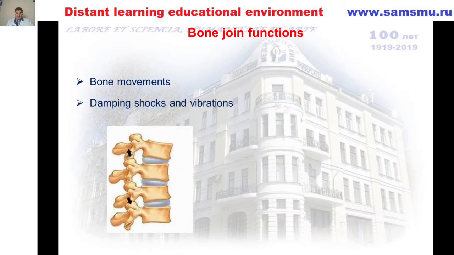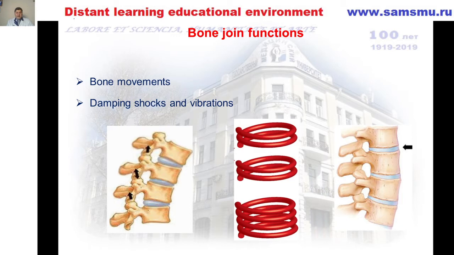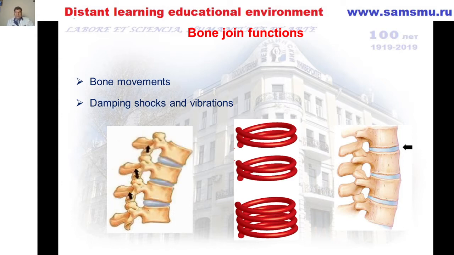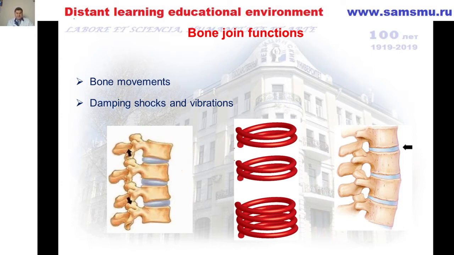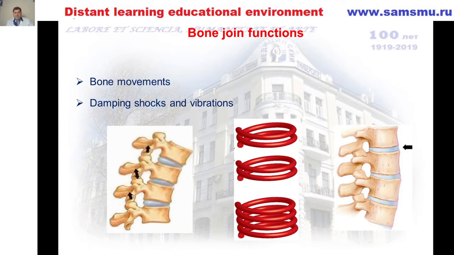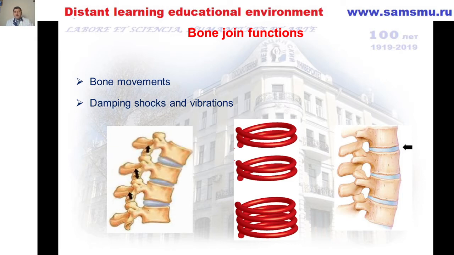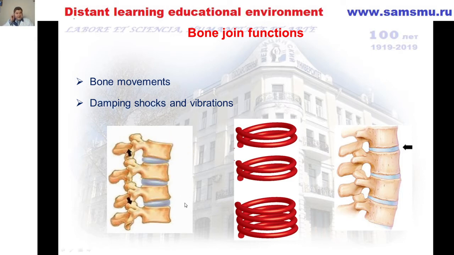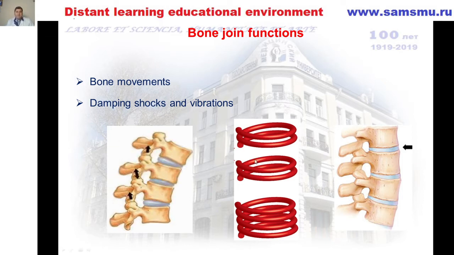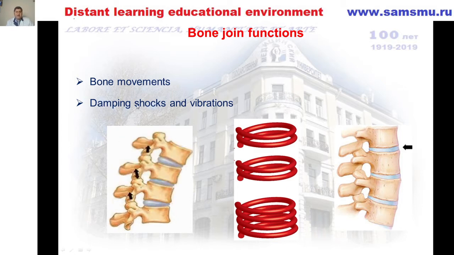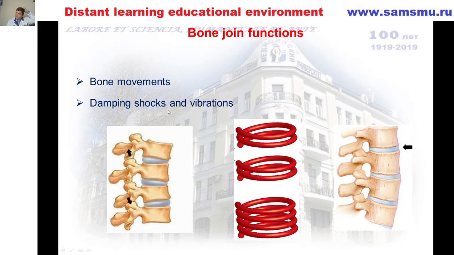And the first function is the connection between the bones, which is carried out due to the soft form of connective tissue or cartilage, which are springy, in which shakes and contusions are damped and absorbed during body movements, walking, running, and jumping. Damping shocks and vibrations. Like a spring, you may see our column, the vertebral column, is like a spring. And the main function is damping shocks and vibrations.